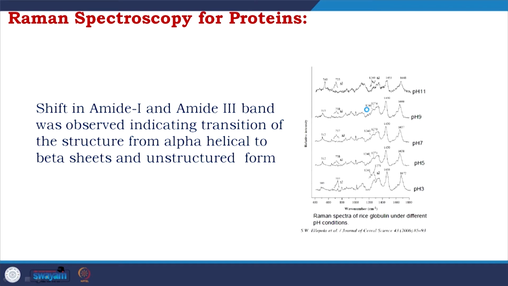Here you could see Raman spectra of rice globulin under different pH conditions, how the characteristic spectra are shifting. Looking at that, we could talk about the content of the secondary structure. I talked about those characteristic bands, the fingerprints are good, but in reality, the tendency or frequency of people to study protein using Raman spectra is really less.